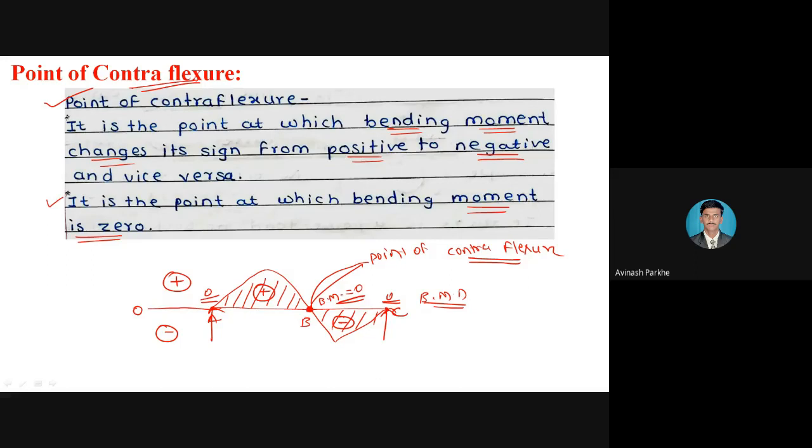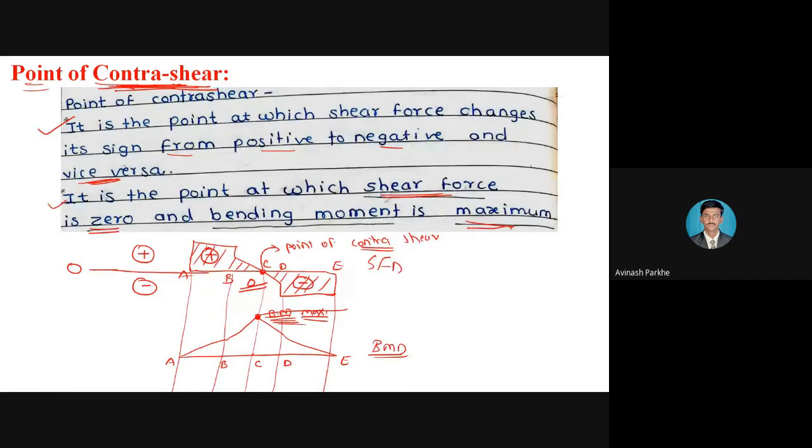So both the definitions are exactly opposite. Point of contra shear means shear force changes the sign from positive to negative and from negative to positive. That point is called a point of contra shear. Second definition for the point of contra shear: it is the point at which shear force is zero in the shear force diagram, but in the bending moment diagram, bending moment is maximum.